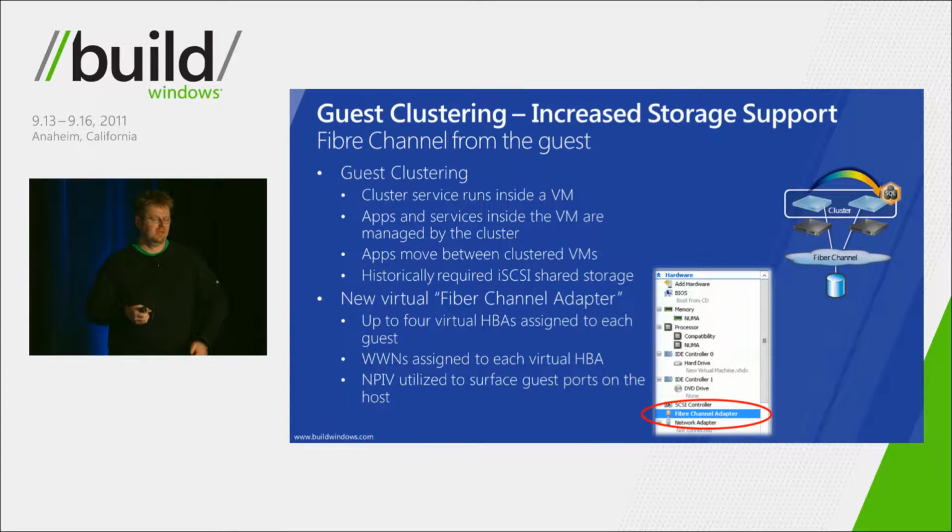Guest clustering support. In the past, if you wanted to do guest clustering, and guest clustering is basically running a cluster within 2 VMs, the most common scenario where we see customers doing this is for SQL, where they want to have application mobility and application health monitoring within the virtual machine. In the past, that could only be done with iSCSI. Now, in Windows Server 8, there is Fibre Channel from the guest, and the huge value of this is that you can now do guest clustering with Fibre Channel, which is a huge win.